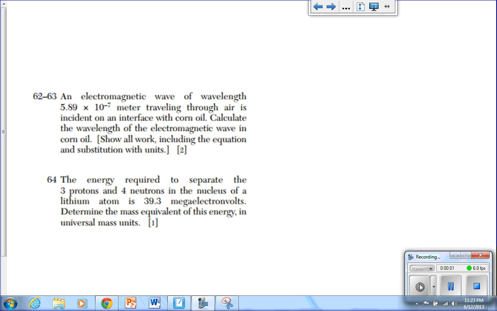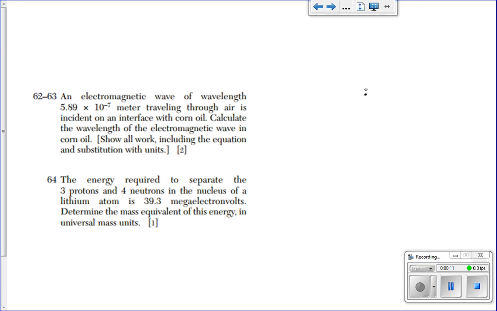This next chunk of the June 2011 region exam is going from number 62 to 69 in the free response. Number 62, 63 at the top of this page is saying that you have an electromagnetic wave with a wavelength of 5.87 times 10 to the negative 7th meters, and it goes into corn oil, and we want to find the wavelength in the corn oil. Then show work, including equation and substitution.